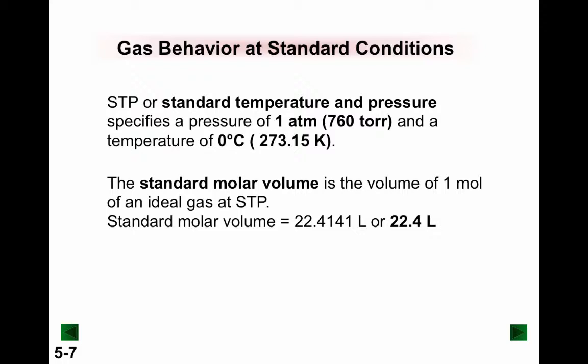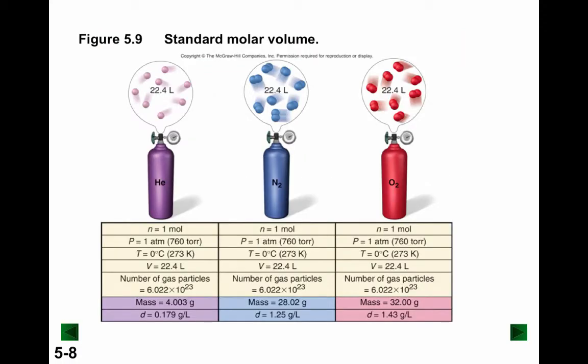The standard molar volume is 22.4141 liters, or simply 22.4 liters when recorded in 3 significant figures. Bottom line, 1 mole of an ideal gas occupies a volume of 22.4 liters at 0 degrees C and 1 atmosphere. This figure compares the properties of 3 simple gases at STP. Notice that the mass of the gas and thus its density depends on its molar mass.